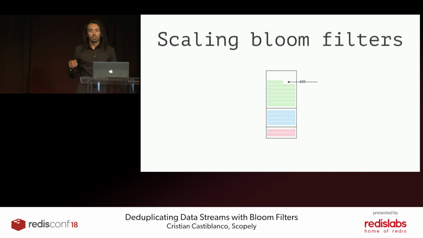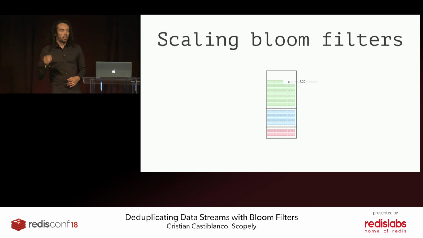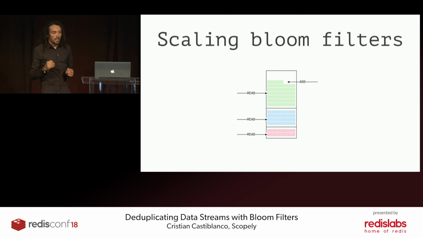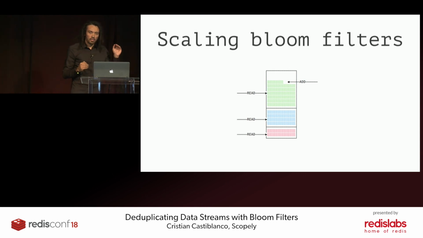Now, of course, every time you add an item, you add it to the last one, right? But when you check for memberships of an item in the set, you have to check all of them, right? And this is important to keep in mind because it basically increases latency, right? So you don't want these things to keep scaling.